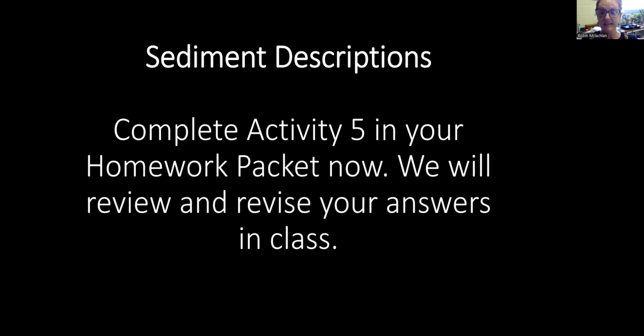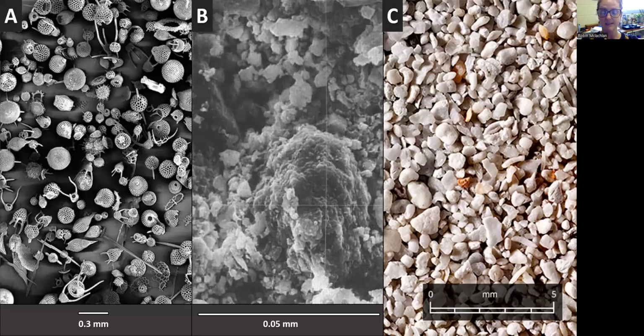All right, go ahead and complete activity 5 in your homework packet now. I'm about to show you 3 pictures, and each of those pictures is going to be of a different type of sediment. I want you to look at it and figure out what is it made out of? Is it lithogenic or biogenic? What's the grain size? Where do you think it came from? Like just by looking at the sediment, what do you think it is?